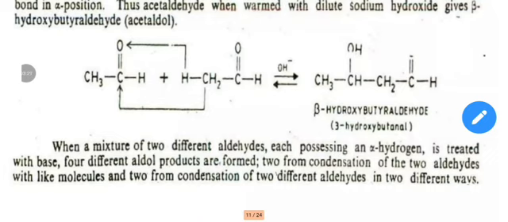In crossed aldol condensation, different aldehydes are reacted. Then four aldol products are formed. Two from condensation of the two aldehydes with like molecules, and two from condensation of two different aldehydes in two different ways.